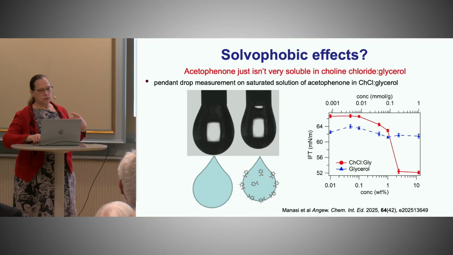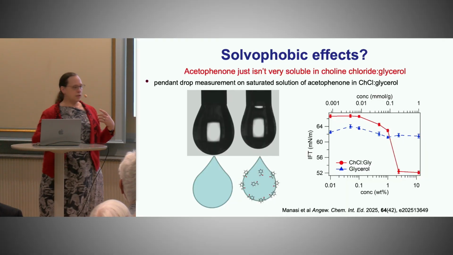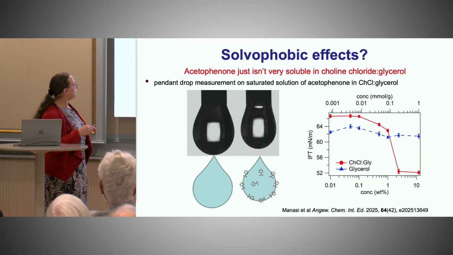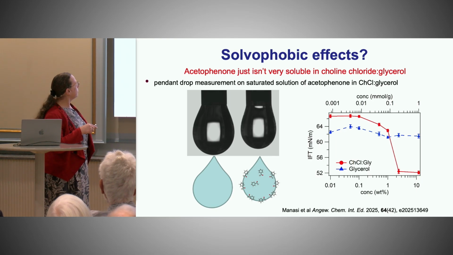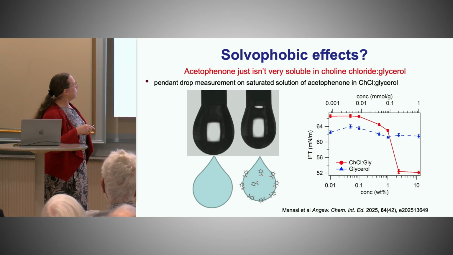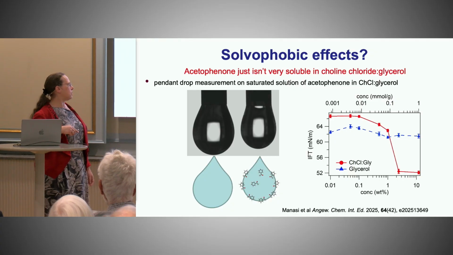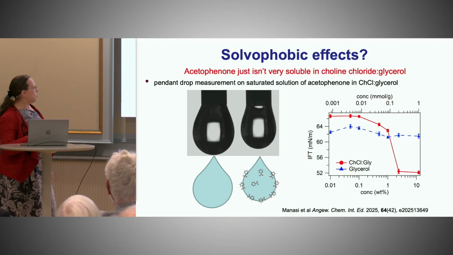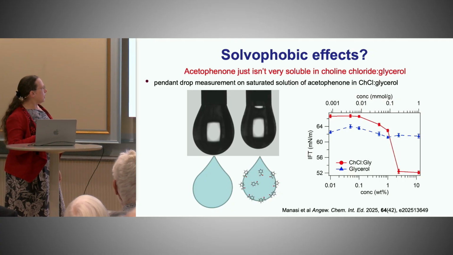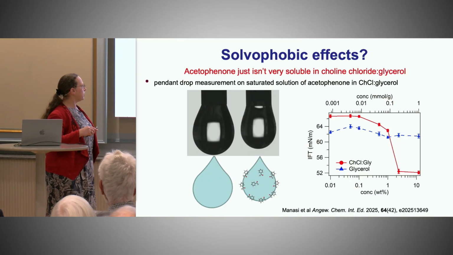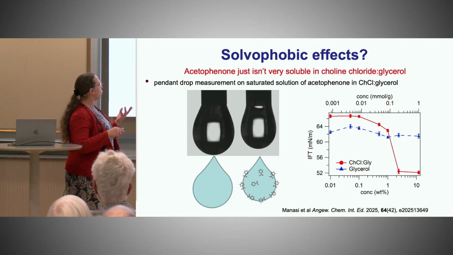So to test this, we looked at these experiments where we have drops of our choline chloride glycerol, and this is pure choline chloride glycerol liquid. And when we add in our acetophenone, you can see the drop here is a bit smaller, and that's because if we have adsorption of the acetophenone onto the surface of that droplet, it's going to reduce the ability of the surface tension here to hold the weight of that droplet before it drips. So this is the biggest droplet you could make.